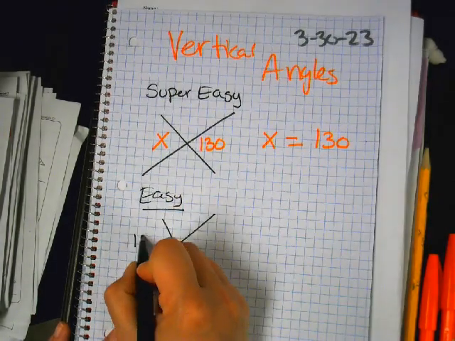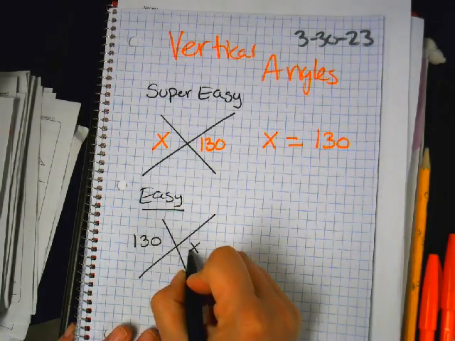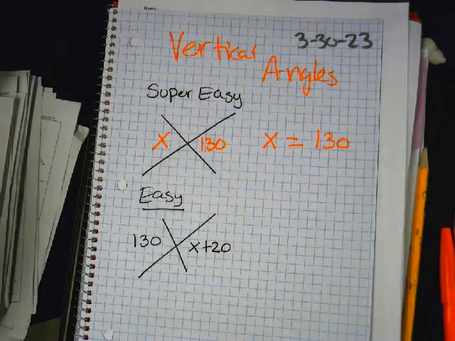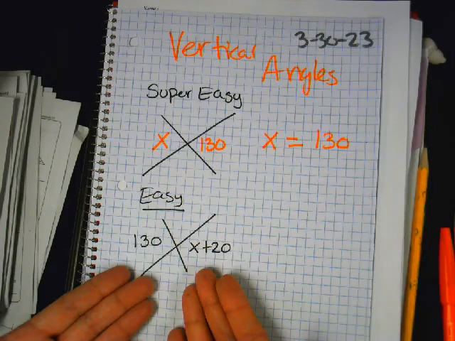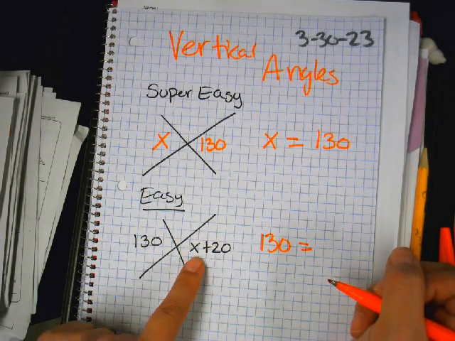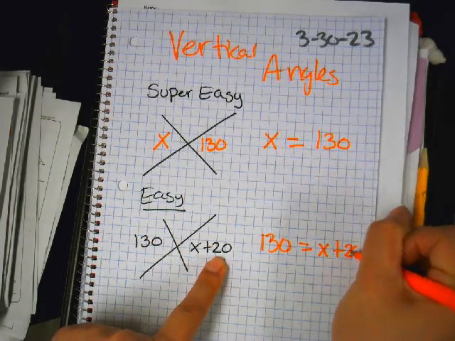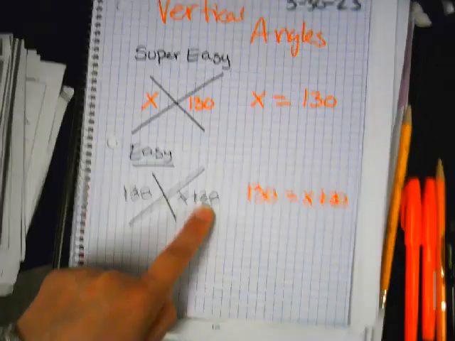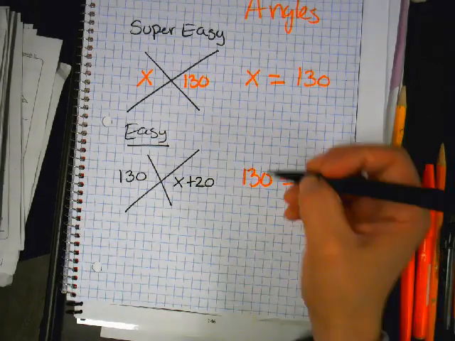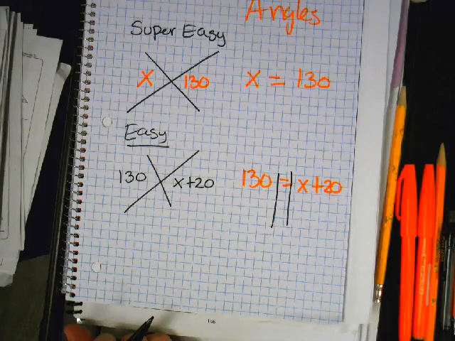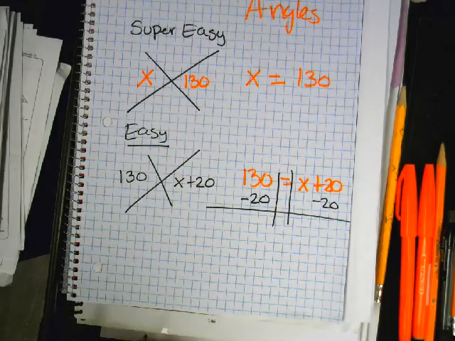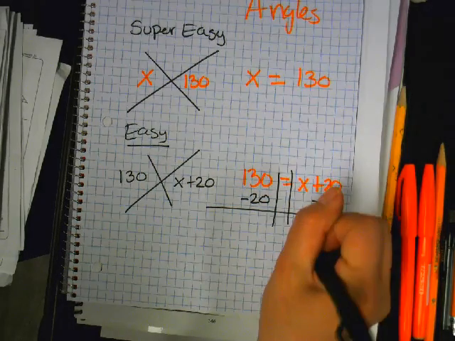What if I say this side is 130 and this side is x plus 20? What do I know about these two things? They are equal to each other. So it would be 130 is equal to x plus 20. Yeah, you could write this over here and this over here. It's still the same thing. Okay, I need x by itself. So how do I move the 20? So everybody subtract 20. So x equals 110.